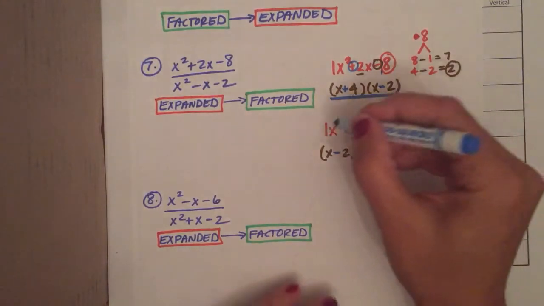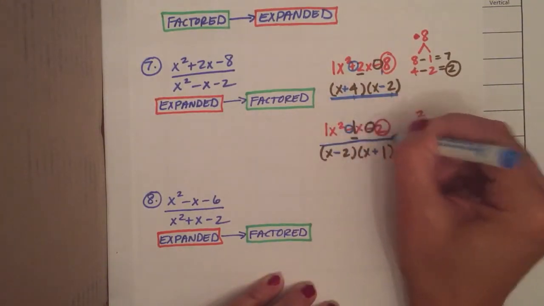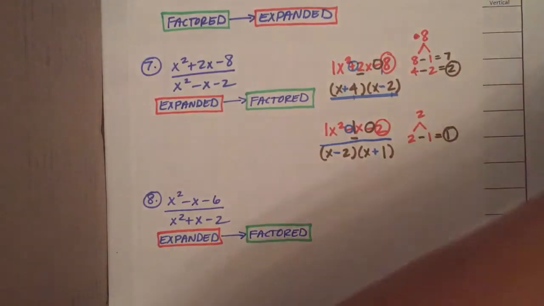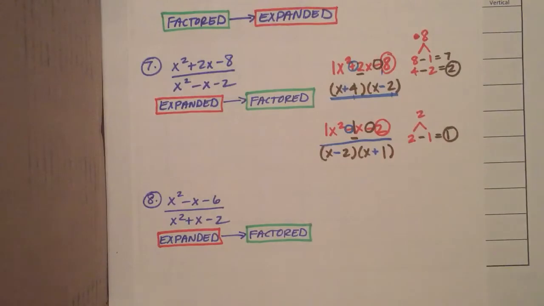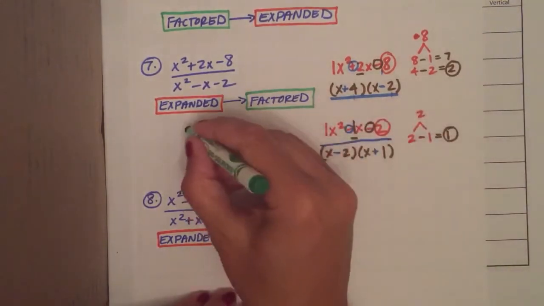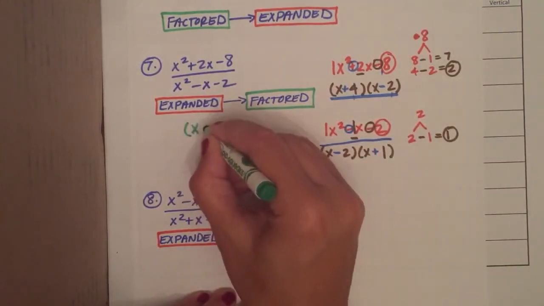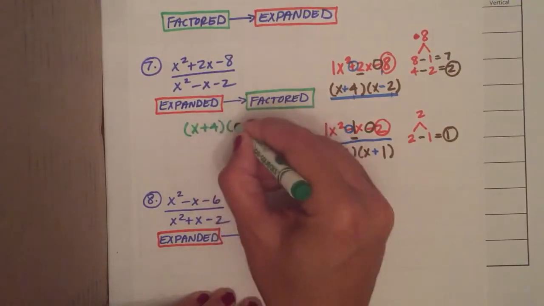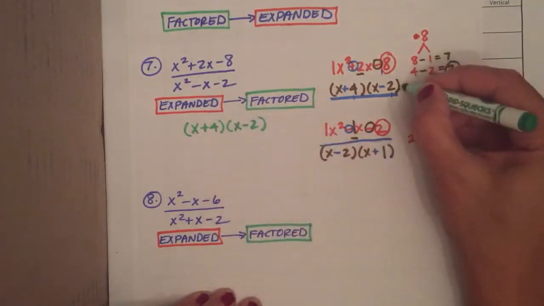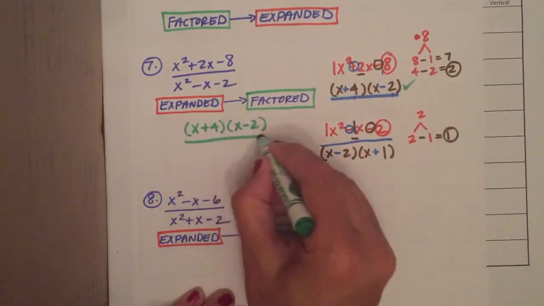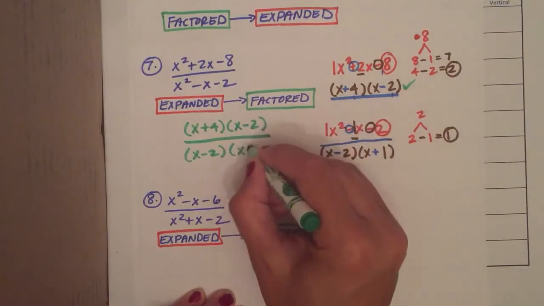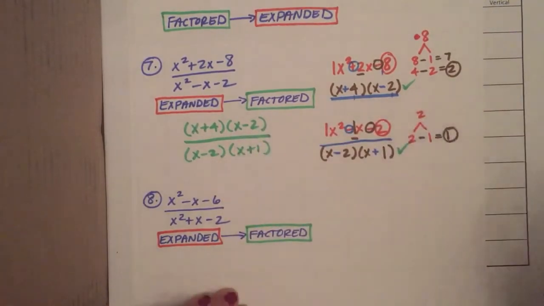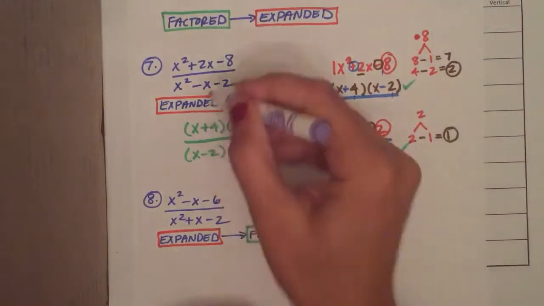I'll put the little line here. So you know that's the denominator and that was the numerator. So I'm going to combine them into my factored form. So my factored form for this function is going to be x plus 4 times x minus 2, that's your numerator, over x minus 2 times x plus 1, which is your denominator. I have now completed factored form for number 7.